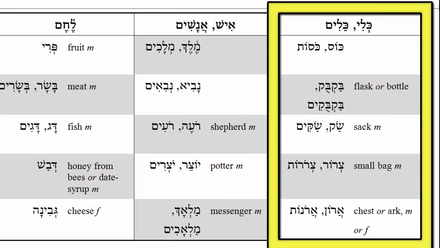Kos, kosot. Bakbuk, bakbukim. Sak, sakim. Teror, terorot. Aron, aronot.